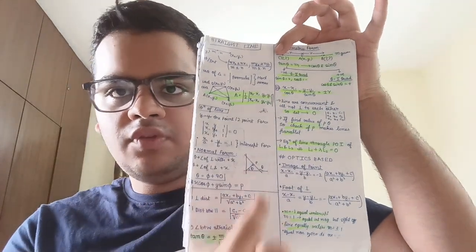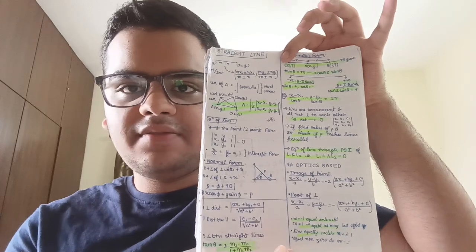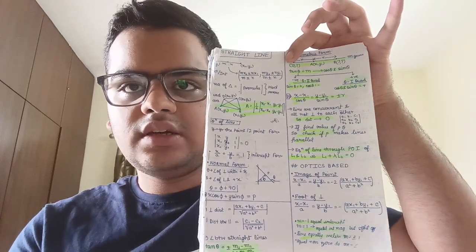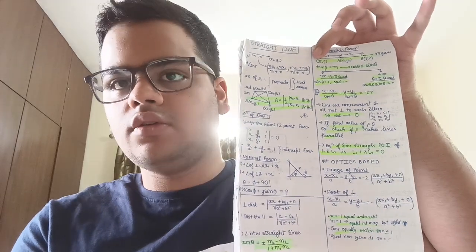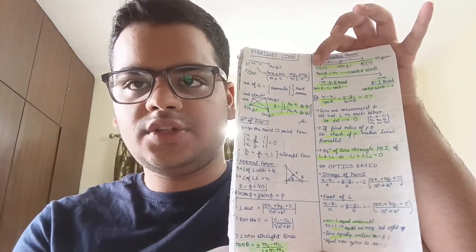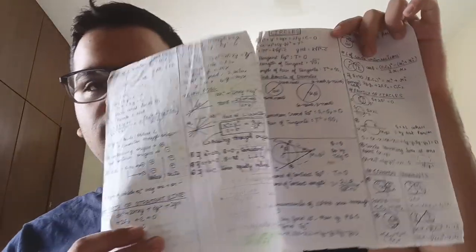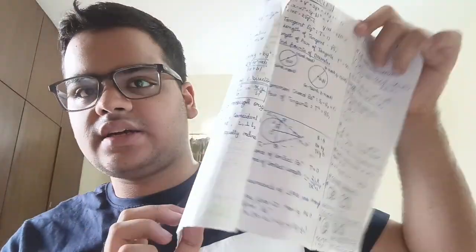I have written all the formulas here in two halves and then I've highlighted the important ones. These are the important formulas, the only stuff I'll require to study for straight lines. Now you can do it in the back. I have all the interior bisector and all that.